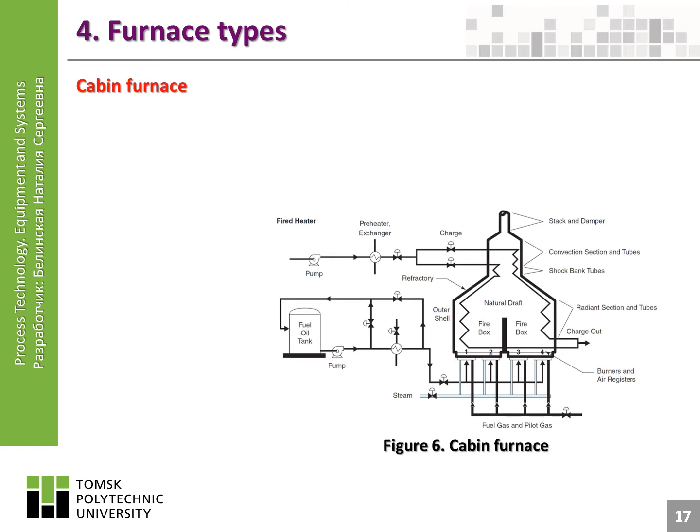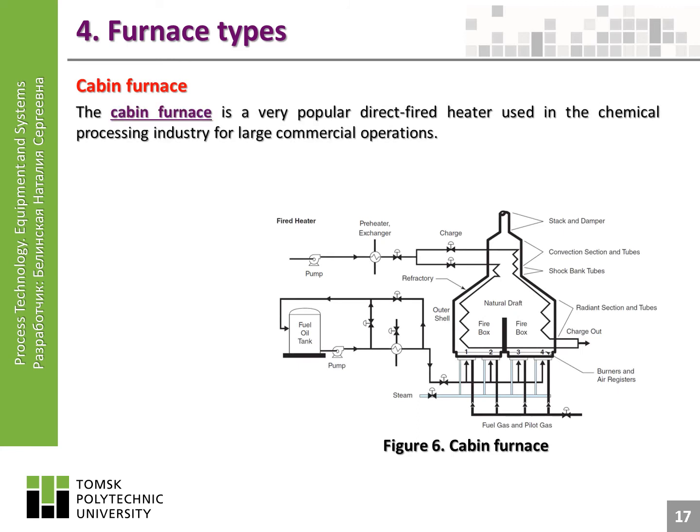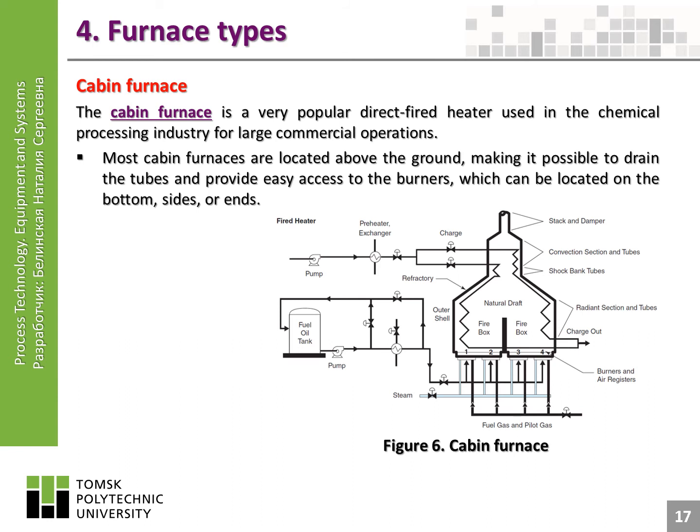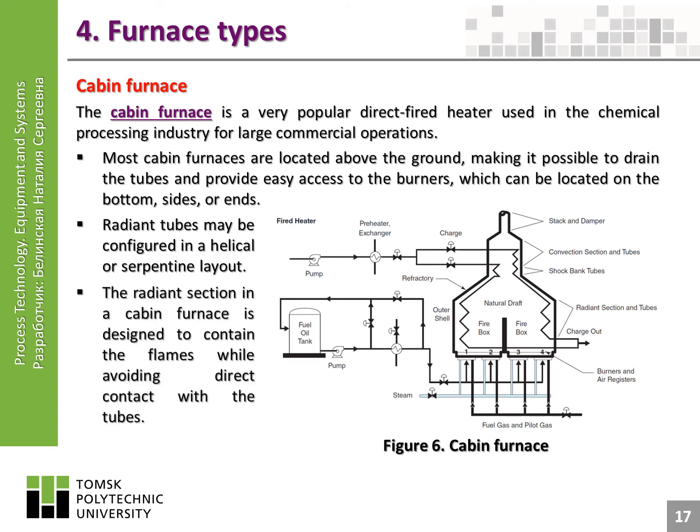Cabin furnace. The cabin furnace is a very popular direct-fired heater used in the chemical processing industry for large commercial operations. Most cabin furnaces are located above the ground, making it possible to drain the tubes and provide easy access to the burners, which can be located on the bottom, sides, or ends. Radiant tubes may be configured in a helical or serpentine layout. The radiant section in a cabin furnace is designed to contain the flames while avoiding direct contact with the tubes.